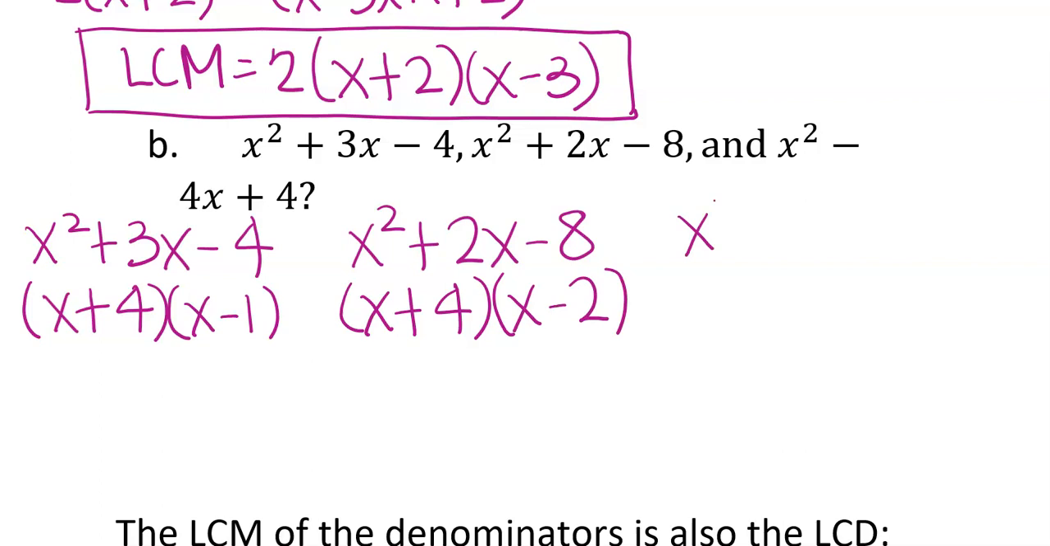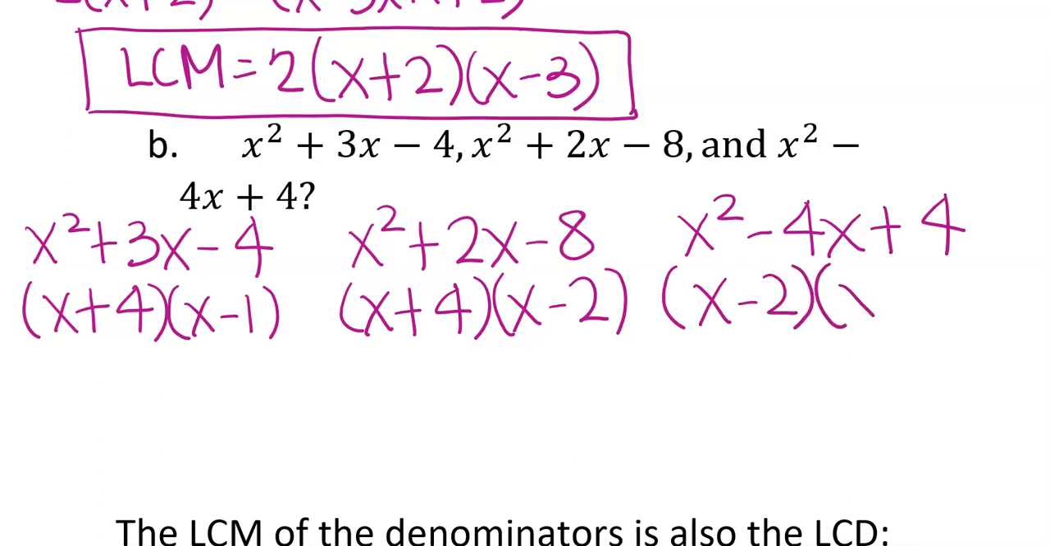And the last one, x squared minus 4x plus 4, gives us x minus 2, x minus 2. That would become x minus 2 squared. So we have everything written.